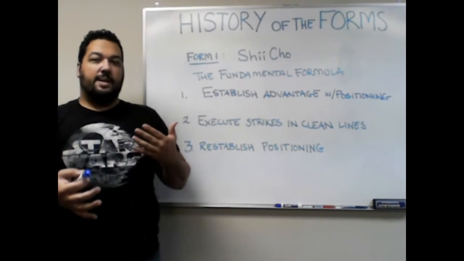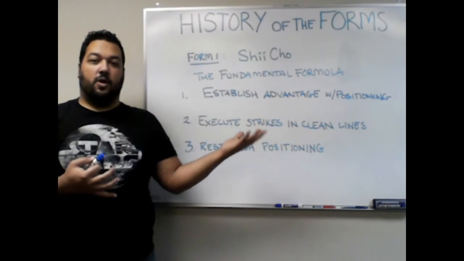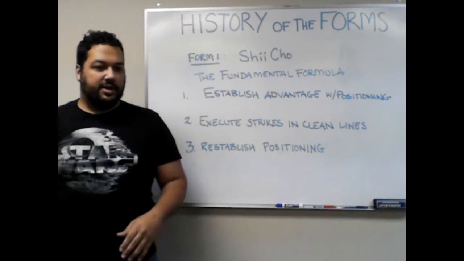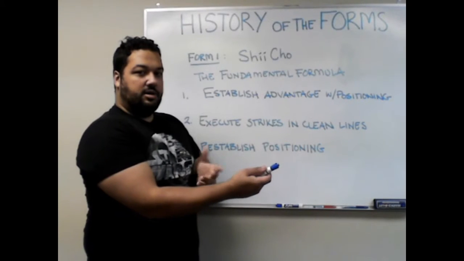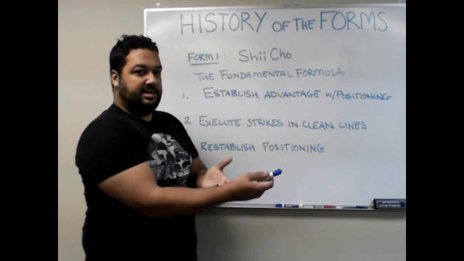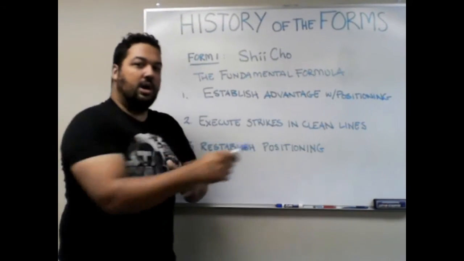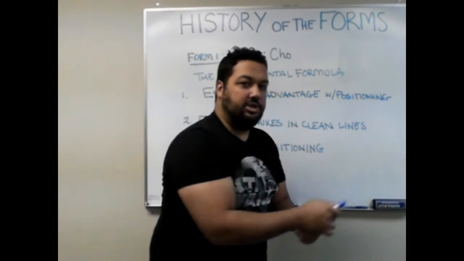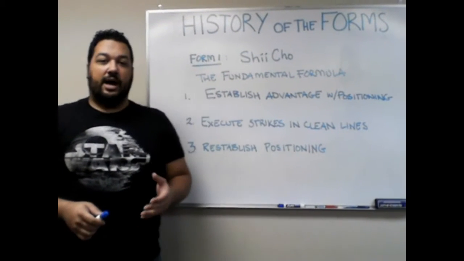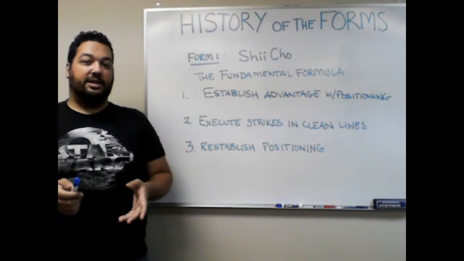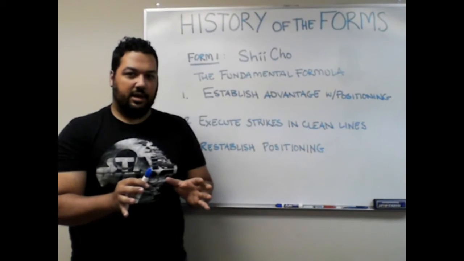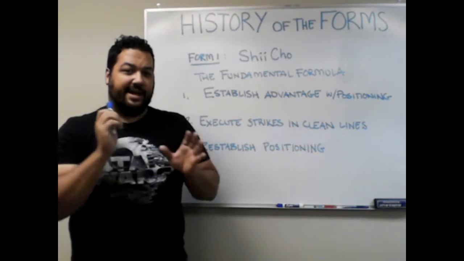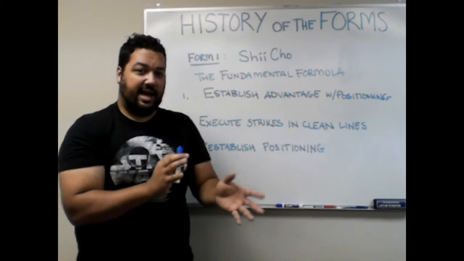So when I'm following the fundamental formula of Shii Cho, no matter what action I take, whether I'm striking with an underhanded rising attack, whether I'm thrusting, whether I'm making any kind of complex action like beating the blade and lunging, whatever I'm doing, I'm first going to establish my advantage through my positioning, through my timing, through that sort of thing. I'm going to get that advantage early. Then I'm going to execute my attack in whatever clean line that I have.